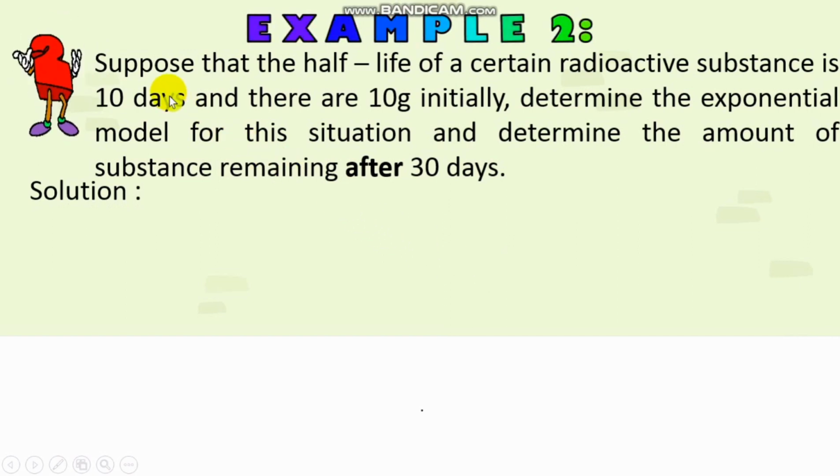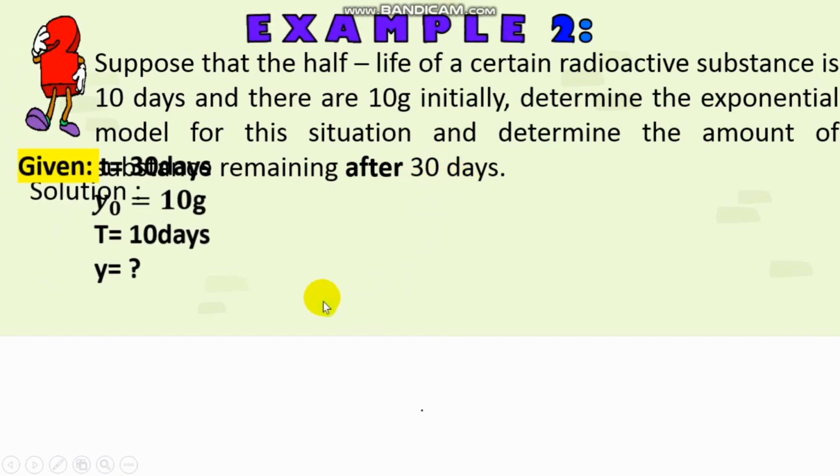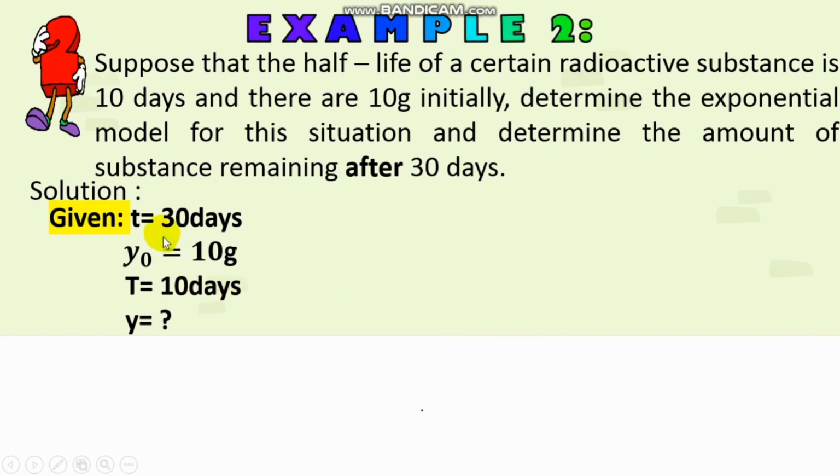Suppose that the half-life of a certain radioactive substance is 10 days and there are 10 grams initially. Ayan. Determine the exponential model and determine the amount of substance remaining after 30 days. So, ano yung solution natin? Lagay muna natin yung mga given. Yung 30 days, ito siya. That is our input. Okay? The time input. Y sub 0 is our initial. Then, y sub 0 is ito. 10 grams initially. Ito yung ating initial population.